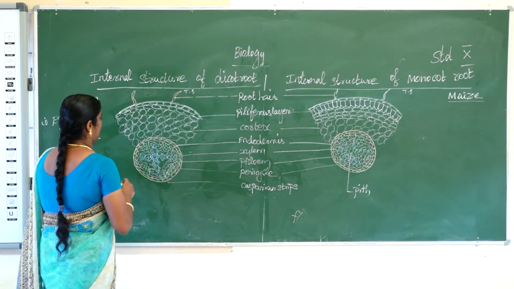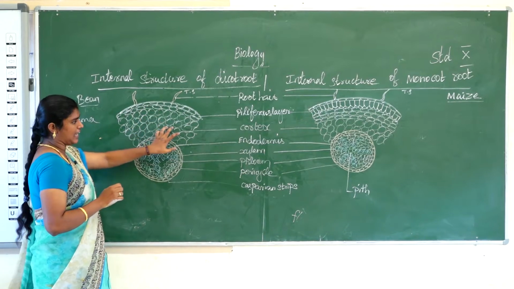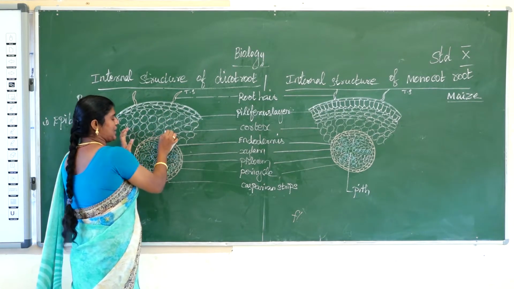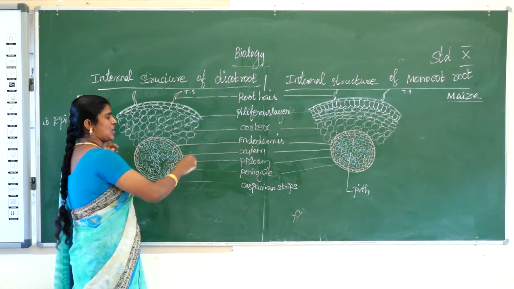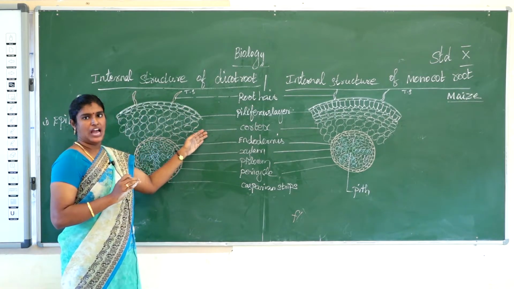The next part is the cortex. Cortex is a multi-layered zone with intercellular spaces. It is made up of parenchymatous cells. What is the use of the cortex? The main use of the cortex is storing water and food.